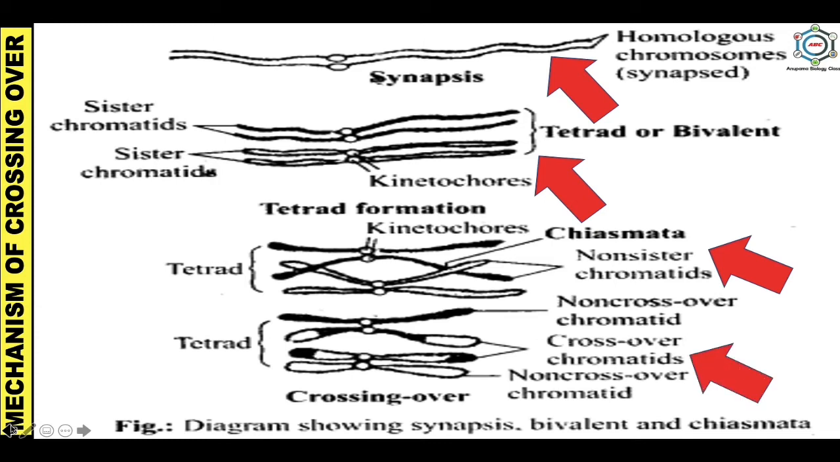After the completion of crossing over, the synaptic forces end and the homologous chromosomes move apart. The site where the crossing over occurs is called chiasma. Therefore, the above explained mode of crossing over is sometimes known as the chiasmatype hypothesis. So, this is the complete process, that means the mechanism of crossing over.